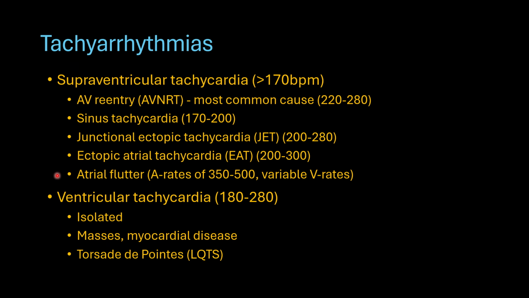And then atrial flutter is when we have A rates that are very high, above 350, typically above 250, 300, sometimes reaching 350 to 500, and I have an example of that, and variable ventricular rates. Ventricular tachycardia is very rare and sometimes can be ominous. Well, you have isolated VT, which can be associated with masses and myocardial disease, and torsades is something that we see associated with long QT syndrome.